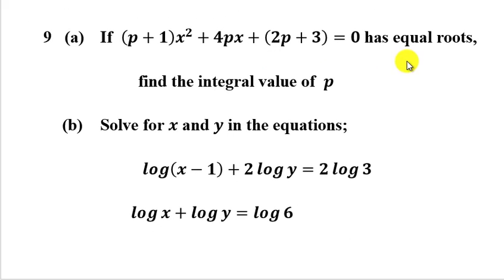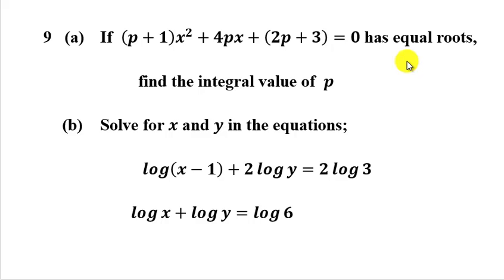For question 9, A. If (p + 1)x² + 4px + (2p + 3) = 0 has equal roots, find the integral value of p.